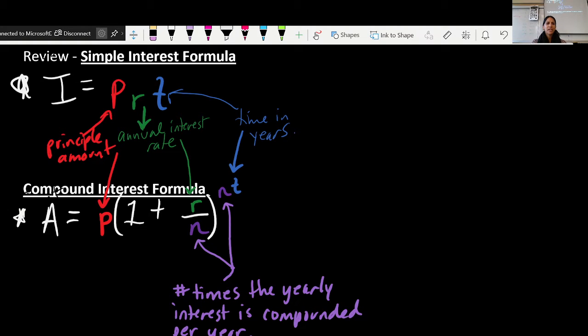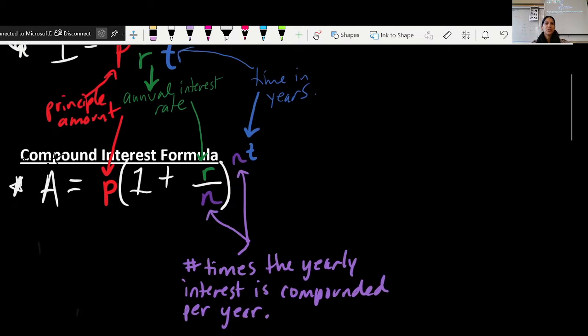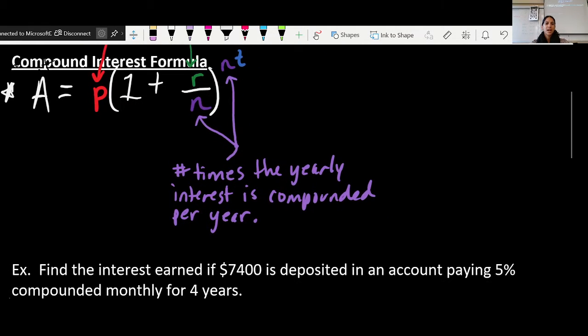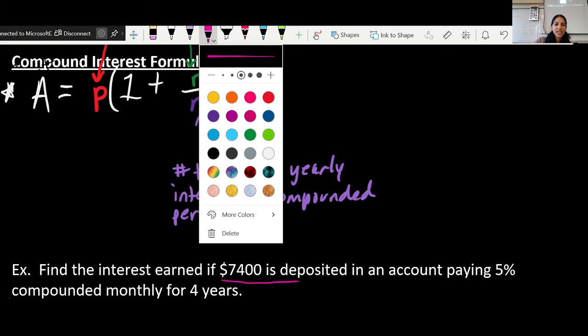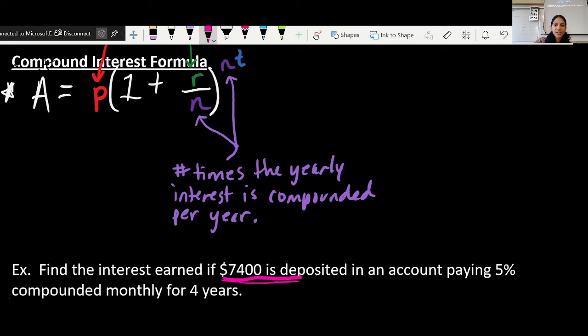Okay, I think the best way to really learn this is to dive right into an example. So let's do this first example together. It says, find the interest earned if $7,400 is deposited. So if it's saying 7,400 is deposited, what do you think that is? Which of the variables? Yeah, that's going to be our P value.